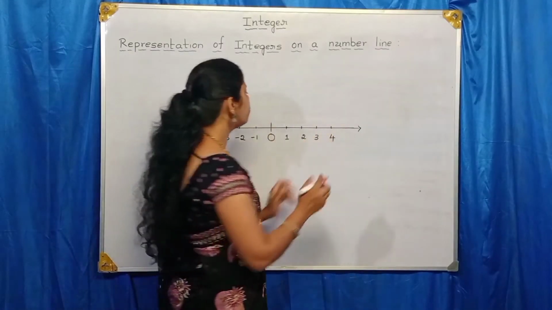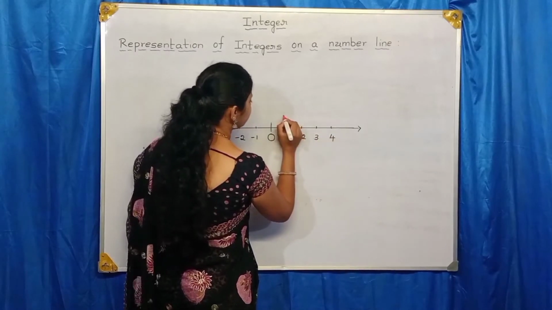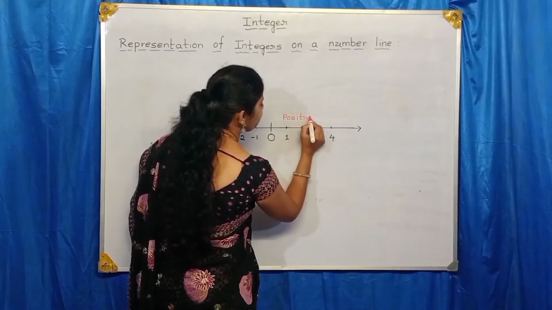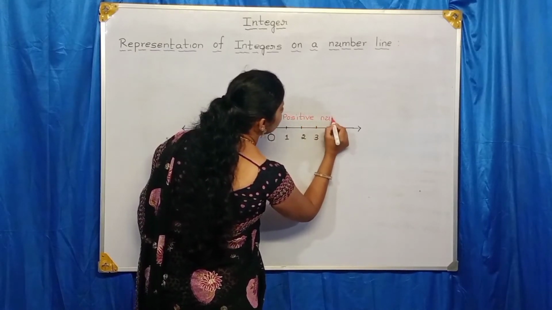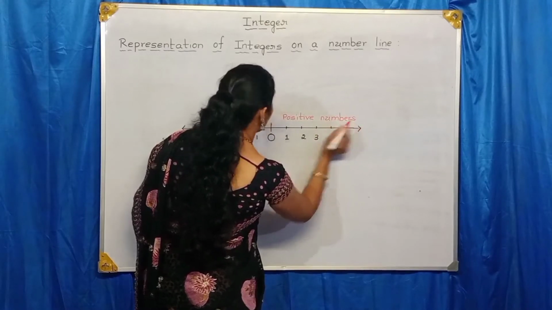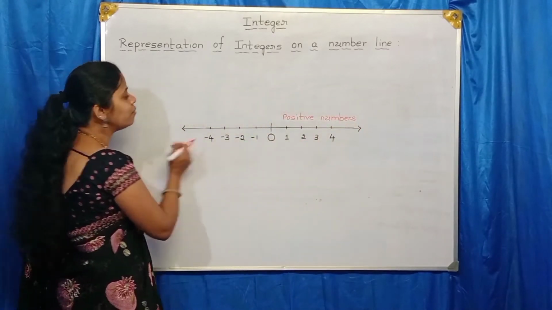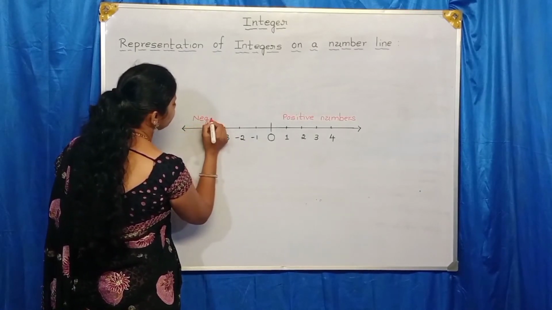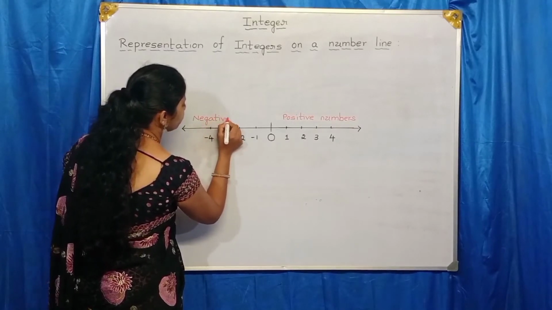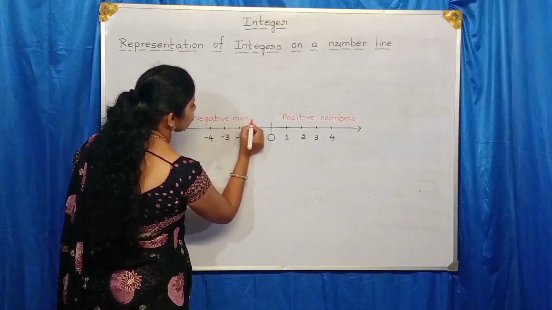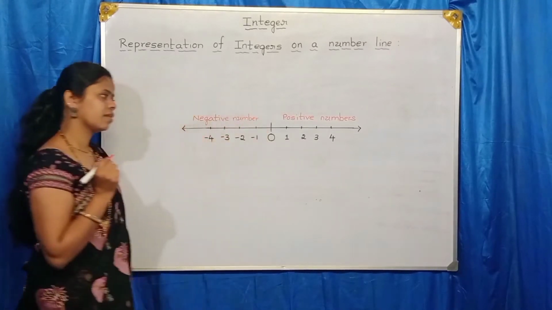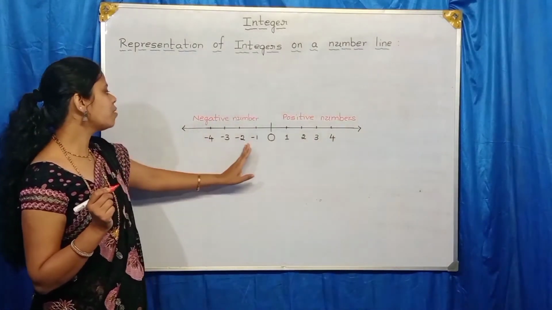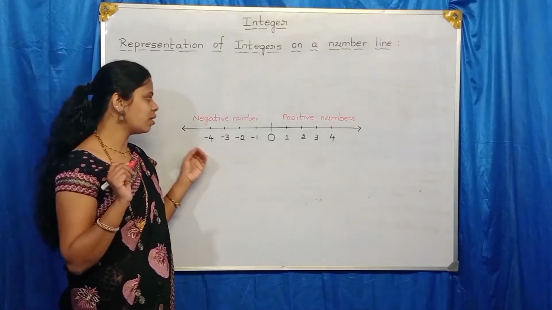On the right side of 0, we have positive numbers. It starts from 1. And on the left side of 0, we have negative numbers. And it starts from -1. See here, we know that 1, 2, 3, 4, they are all positive numbers. And -1, -2, -3, -4, they are all negative numbers.